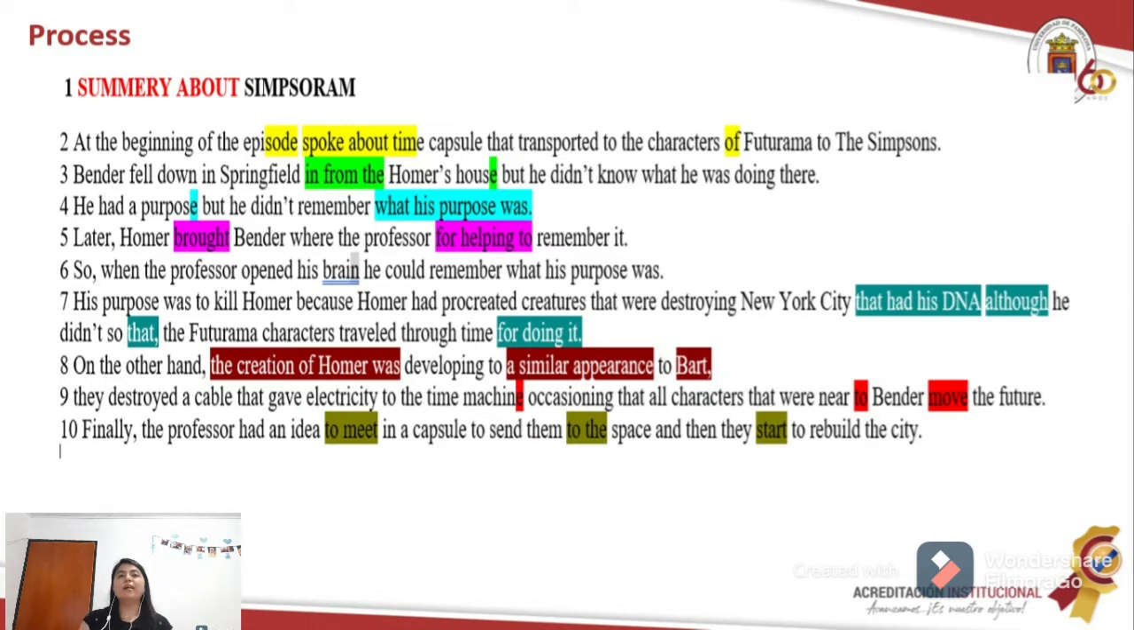I chose to analyze file 8, which talks about a summary of a crossover between The Simpsons and Futurama. Clarifying this, I am going to explain how I did the error analysis.